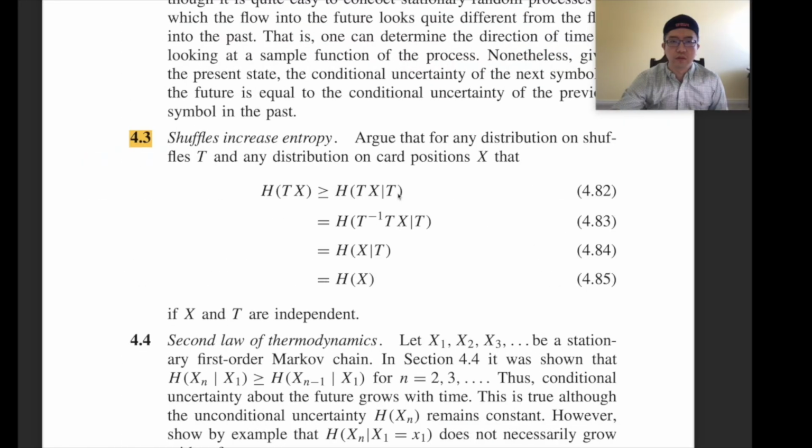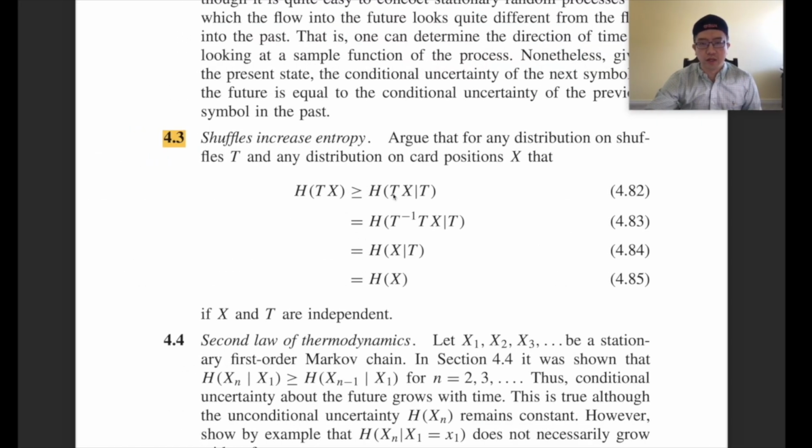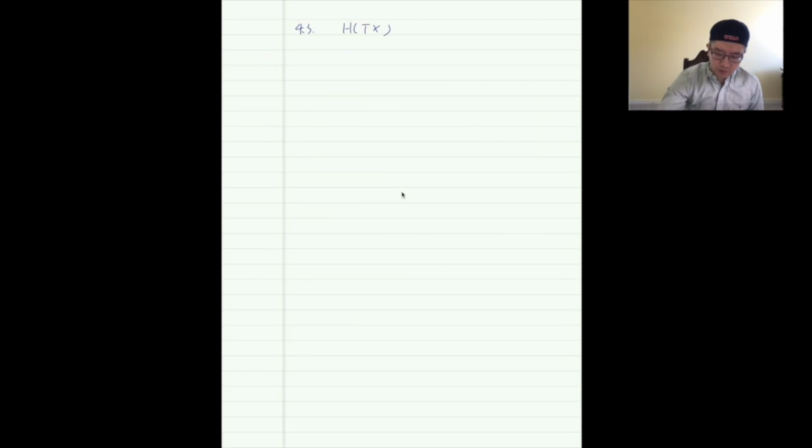4.3. So the first step is that this has to be larger than or equal to this one, right? So this is pretty obvious because we're doing conditioning, right? So conditioning will reduce entropy. So the first one is the conditioning. Reduces entropy, right?